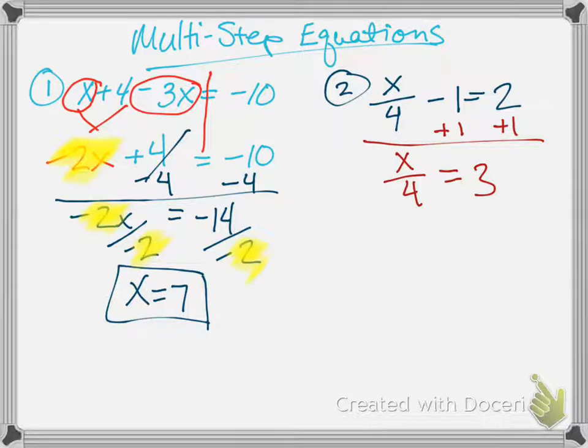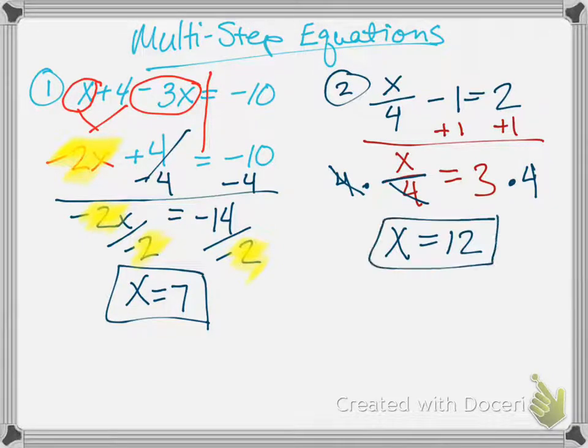So we have x over 4 equals 3. Now I have to get rid of that 4, now that that x over 4 is all by itself. So to get rid of it, I want to do the opposite. I know that this division sign, that fraction bar, means division. So I'm going to do the opposite. I'm going to multiply by 4 on each side. By multiplying 4 on the left, they cancel each other out, and I'm left with just a plain x. On the other side, I multiply those two together to get my final answer of x equals 12.